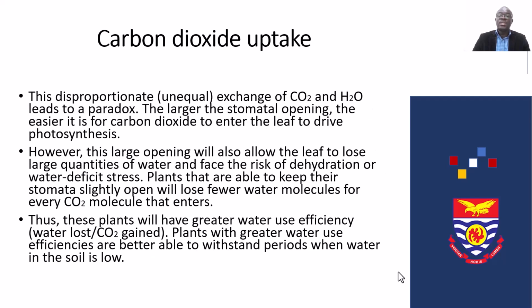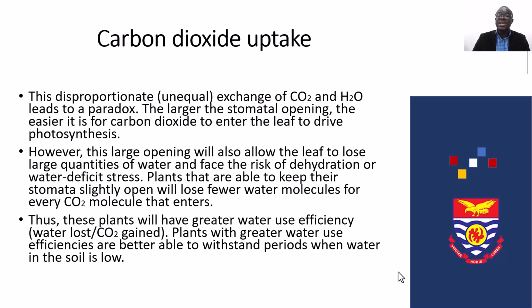This disproportionate exchange of carbon dioxide and water leads to a paradox. The larger the stomata opening, the easier it is for carbon dioxide to enter the leaf to drive photosynthesis. However, this large opening will also allow the leaf to lose large quantities of water and face the risk of dehydration or water deficit stress.